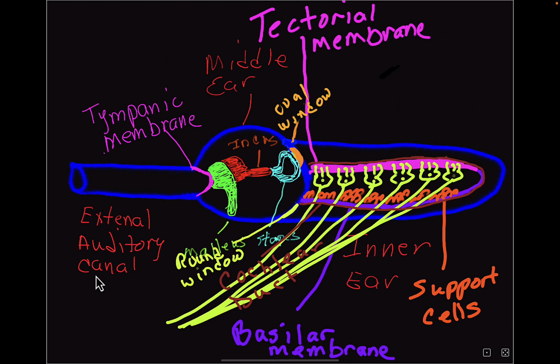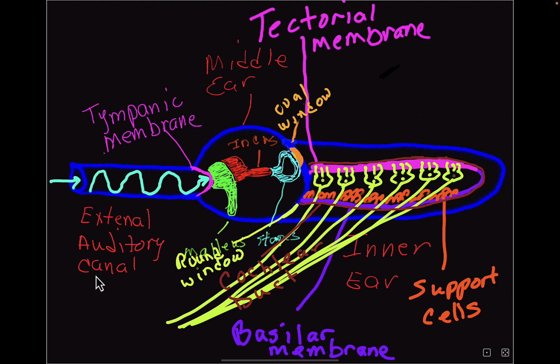All right, so now you have all the basic structures that we need to talk about when it comes to hearing in the ear. So what happens first is you have some type of sound wave that's coming in this external auditory canal. And this wave, of course, is traveling at a certain frequency and a certain amplitude, and it's hitting on the tympanic membrane, that eardrum. And the eardrum is vibrating.